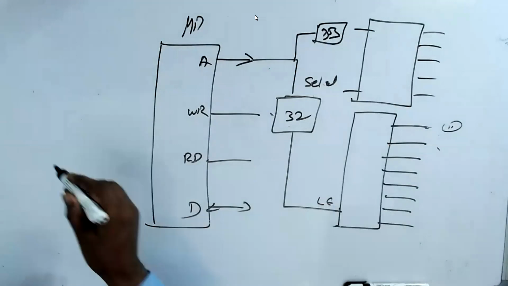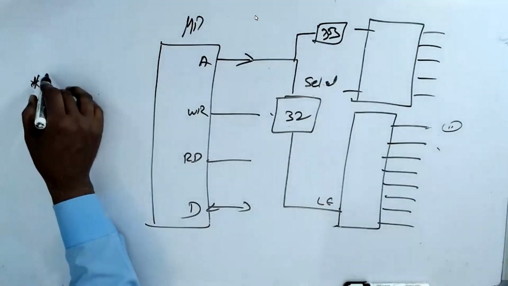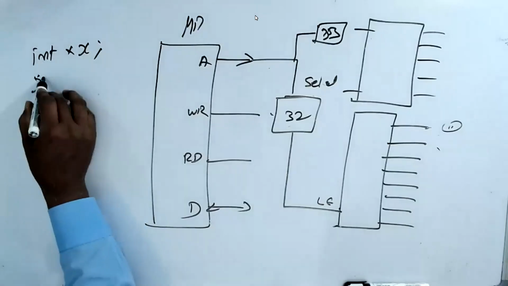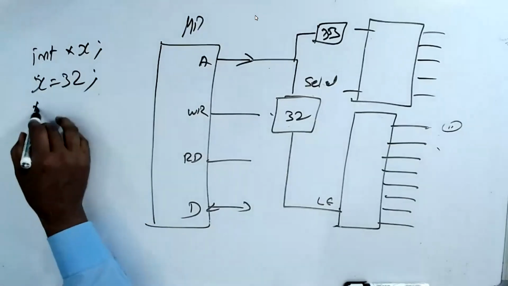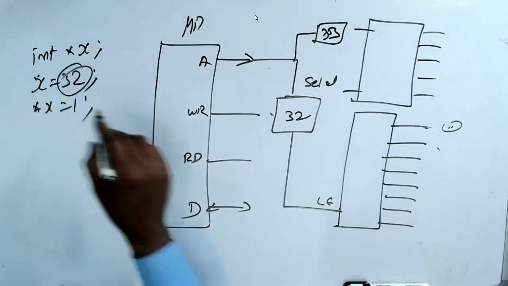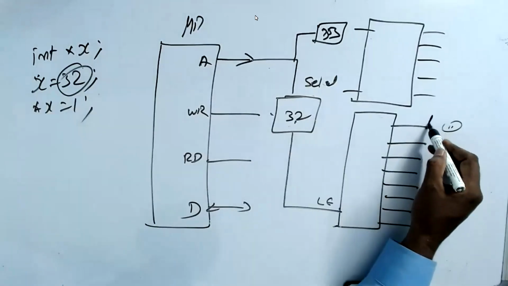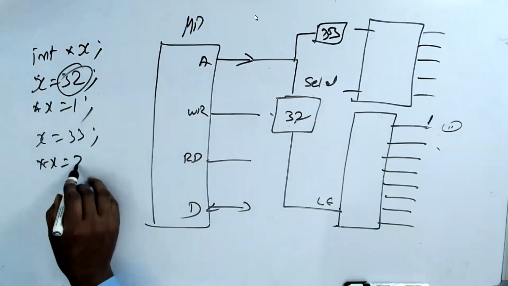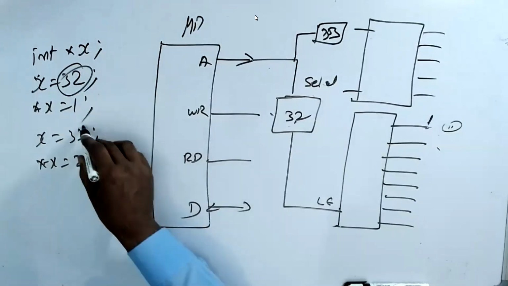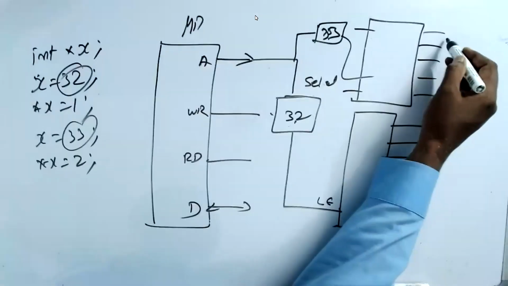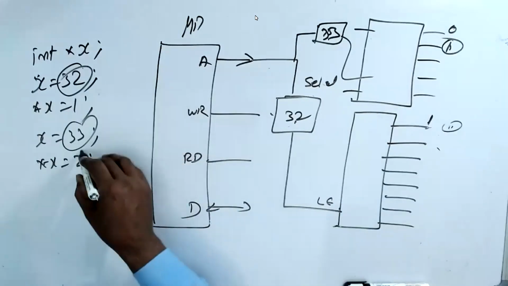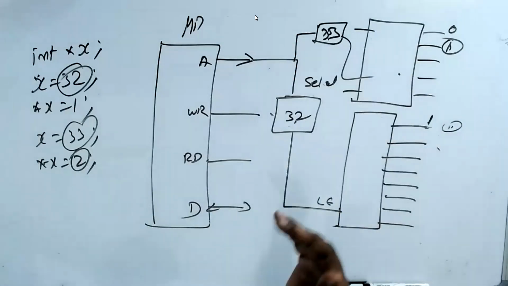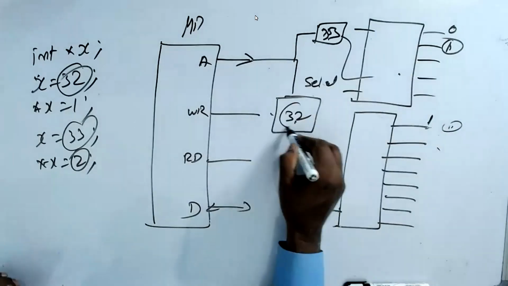Now, if I write *x = 32; *x = 1, since 32 is matching here, the 1 will come here. If I say x = 33, *x = 2, then this is 33. It's matching here, so this will be 0, 1, 2, because I have written 2 here. Like this, I can have n number of latches, not one or two. Each one has a different name. Understand that.